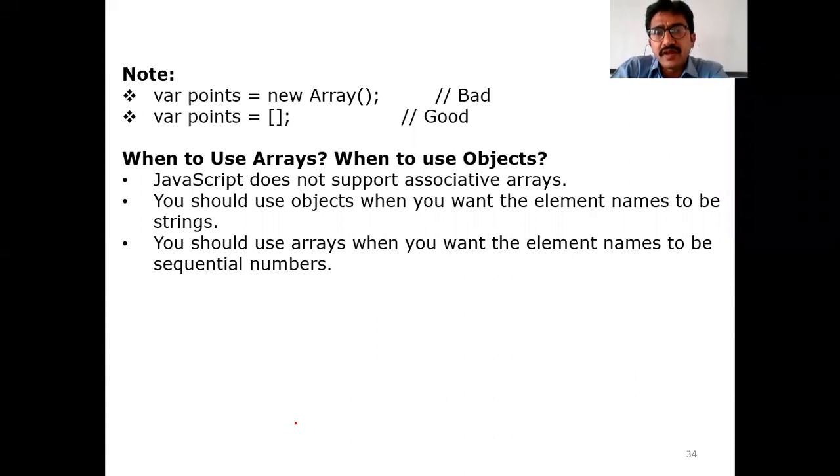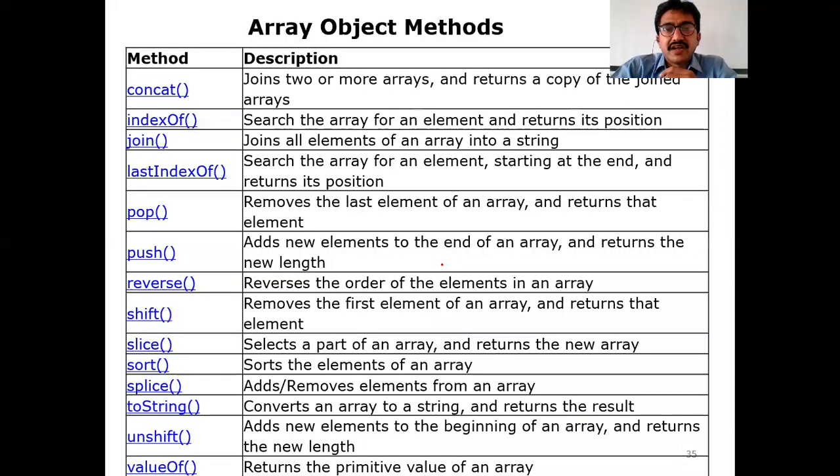A good way to create arrays in JavaScript is to use the normal square brackets. The new operator is not that recommendable in JavaScript. JavaScript does not support associative arrays. You should use objects when you want the element names to be strings. You should use arrays when you want the element names to be sequential numbers.